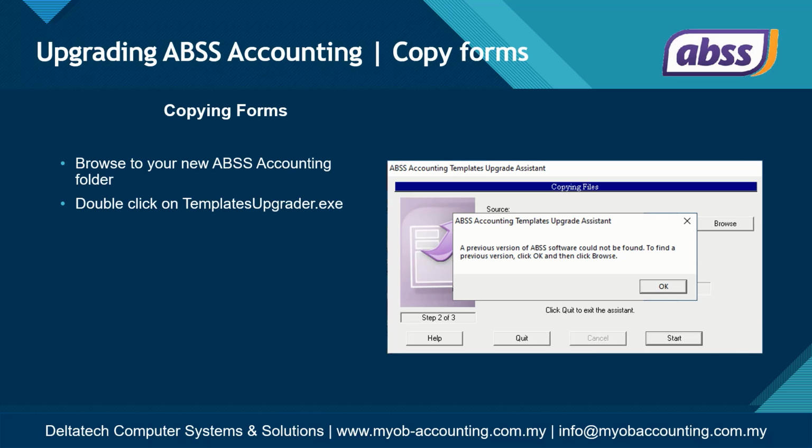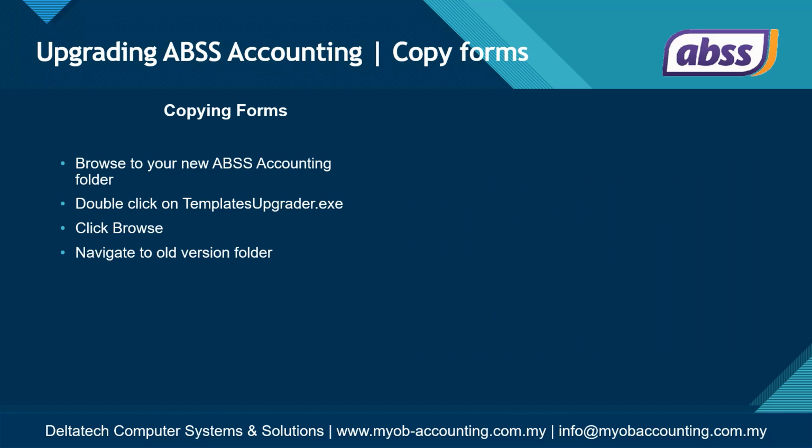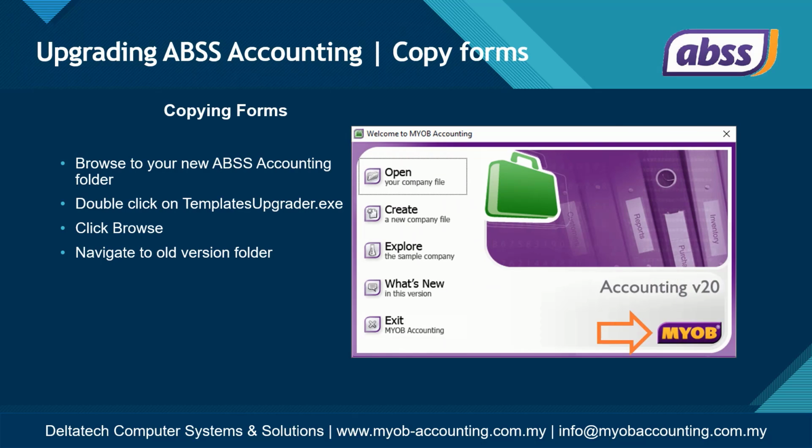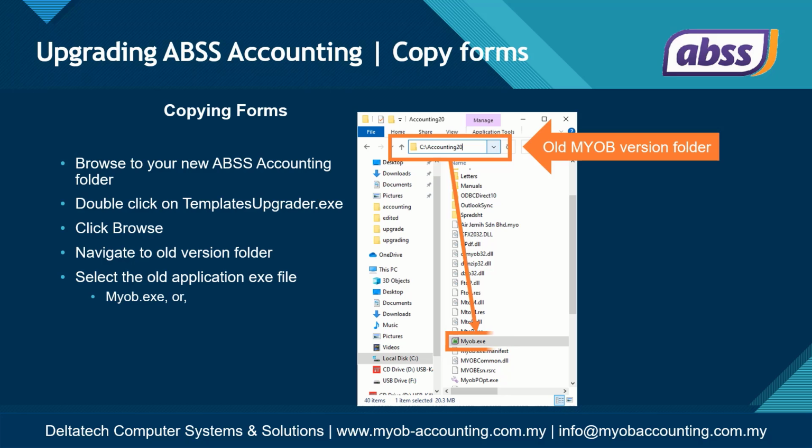You may see a message saying a previous version of ABSS could not be found. Click OK. Next, click the Browse button. The next step would depend on the old version of accounting you have. If your old version is MYOB Accounting, then your old folder would be C, Accounting, followed by the version. Browse to that folder, then look for and select a file named MYOB.exe.